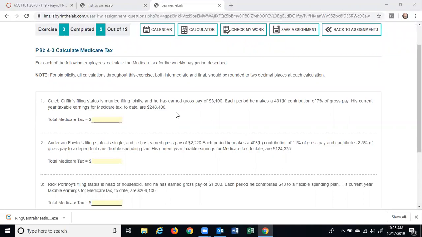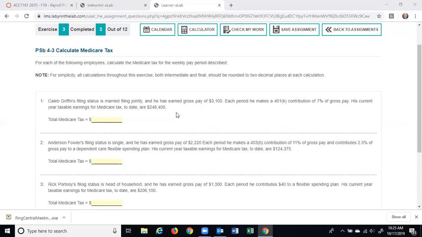So take $3,100 and multiply that by 1.45%. And this is the easiest way I know to do this. 3,100 times 1.45% is going to be $44.95. Now this would represent a deduction from this employee's check and a tax that the employer is going to pay.